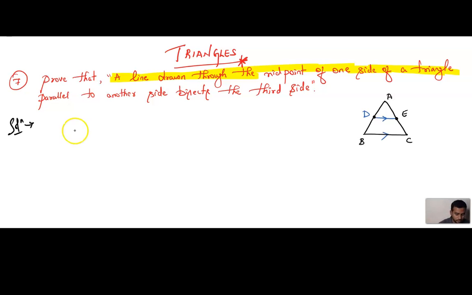Yeah, take down. What is given, students? What is given? In triangle ABC, D is the midpoint of AB. Correct? D is the midpoint of AB.